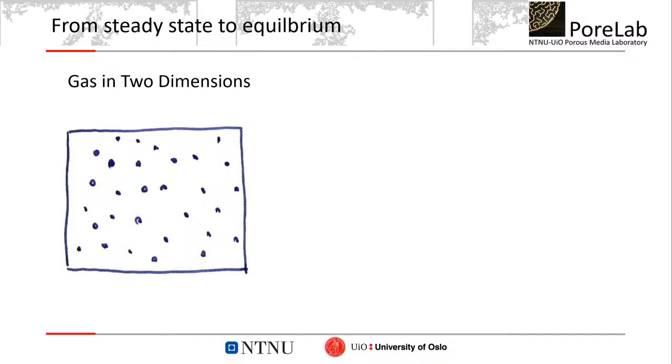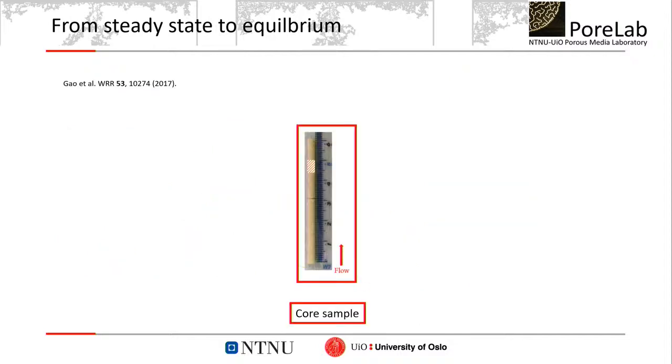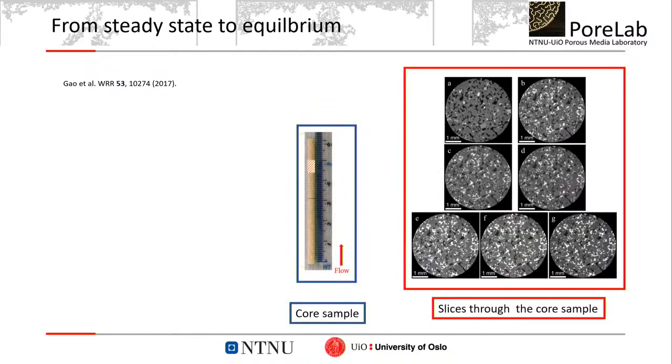Well, we start with the gas in 2 dimensions. This is what I just showed you. These are now particles that are bouncing around. Here I draw the space-time diagram for them. So each particle here is tracing out a world line. So it's kind of this spaghetti here. Now take a core sample and inject 2 liquids and let them flow through like this.